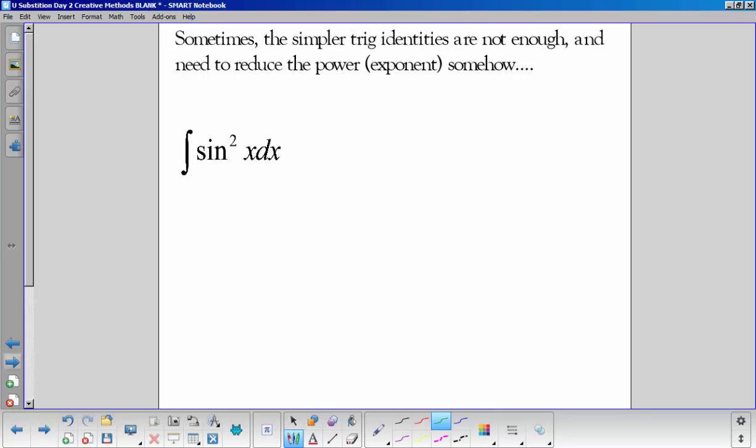Sometimes the simpler trig identities are not enough, and we need to reduce the power somehow. Now, you can't blame it on your pre-cal teacher that they didn't teach you the power reducing identities, because guess what? She's standing right here. Or you could try. But let's pretend we forgot what they were. Just pretend. Maybe it's not pretending, right? Okay, here we go.